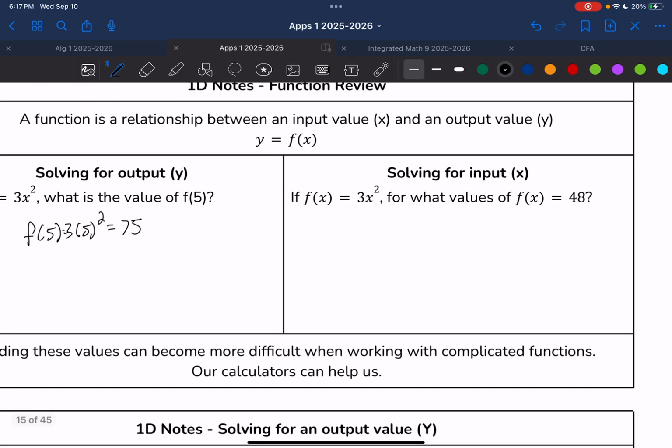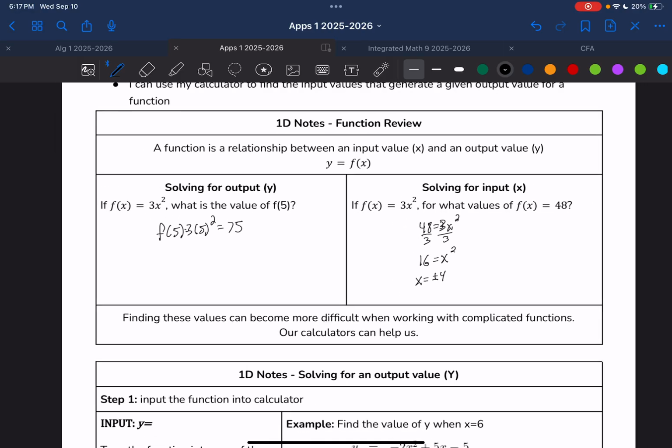Sometimes, though, we'll be given an output value and we need to work backwards to solve for an input. So we're saying, for what value of x is f of x 48? Well, if f of x is 3x squared, then that means 48 would be 3x squared. You can divide both sides by 3. You get 16 is equal to x squared, which means x would be equal to positive or negative 4, the square root of 16.